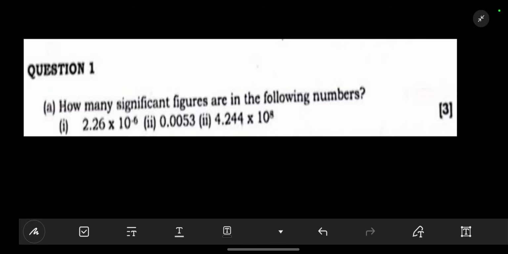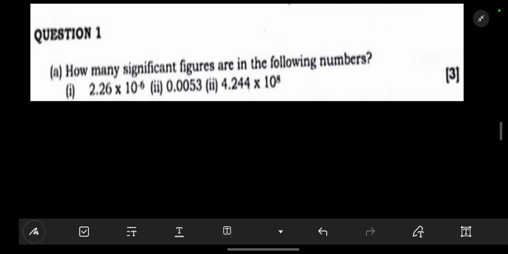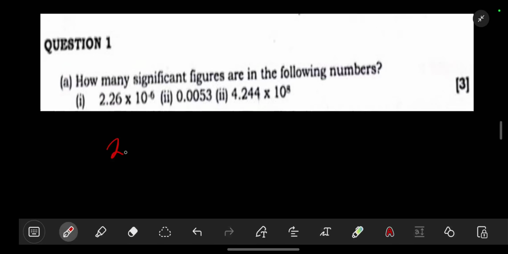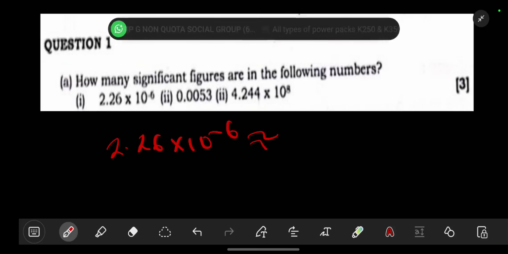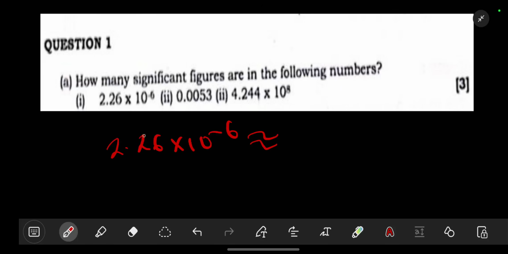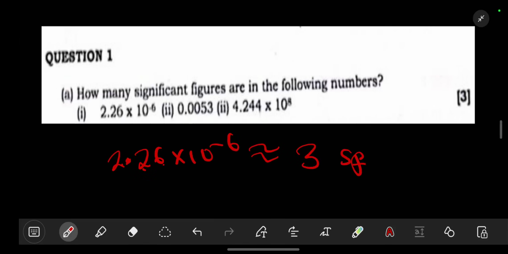So the first one is very simple. We have: how many significant figures are there in the following numbers? If you have 2.26 times 10 to the power negative 6, how many significant figures are there? The number of significant figures for any number is just count the numbers that are there. Now if you have an exponent, you do not consider the exponent, just count the numbers. So in this case, the number of significant figures are 1, 2, and 3. So we are going to have 3 significant figures.